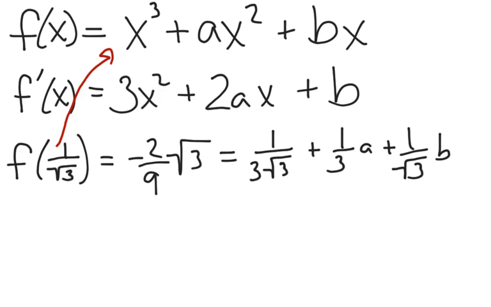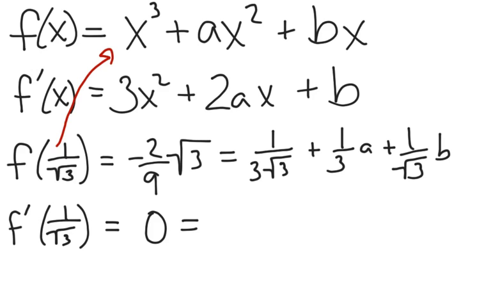Also, since we have the local minimum occurring at 1 over root 3, we know what f prime of 1 over root 3 has to be. Since we're talking about a local extrema here, the local extrema occurs whenever the derivative is 0 or undefined, and since we're dealing with a polynomial in f, the derivative will exist, and therefore the derivative will have to be 0 at this local min. So f prime of 1 over root 3 will have to be equal to 0.